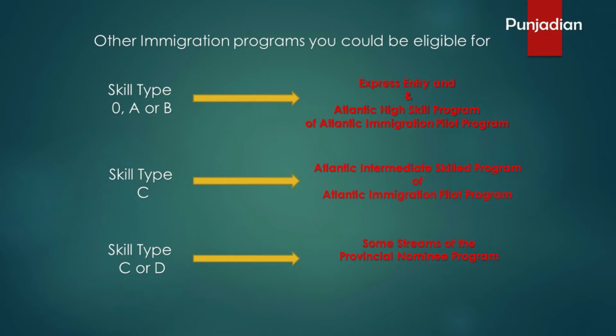For your experience, you could also be eligible for other immigration programs. For example, if you have experience in skill type 0, A or B, you are eligible for Express Entry and the Atlantic High Skill Program under the Atlantic Immigration Pilot Program. For skill type C, you are eligible for the Atlantic Intermediate Skill Program of the Atlantic Immigration Pilot Program, and for skill type C or D, you are eligible for some of the streams of the Provincial Nominee Program.